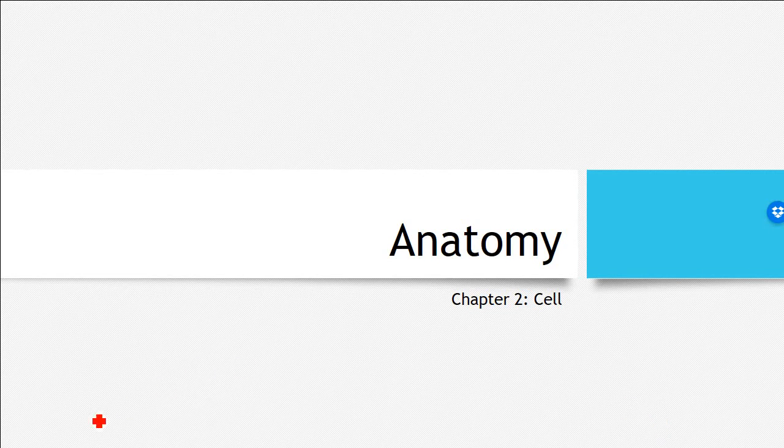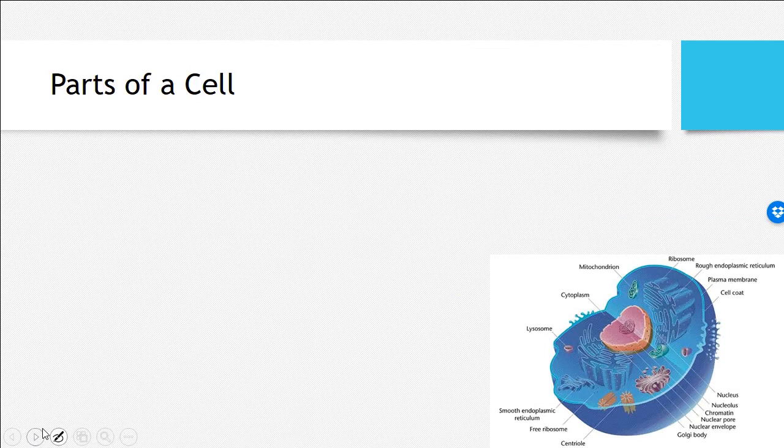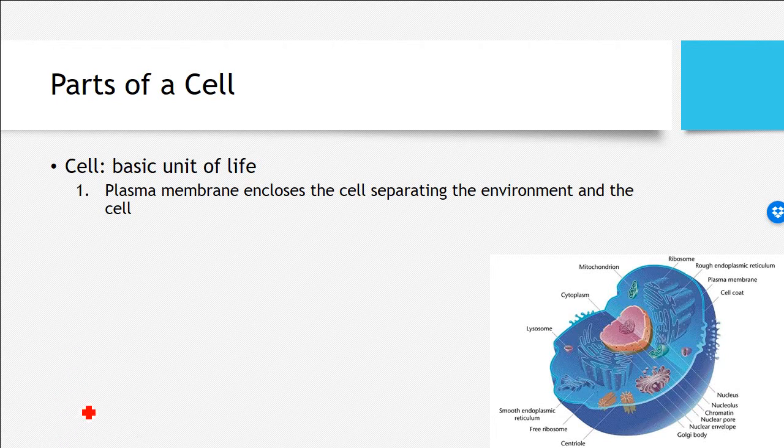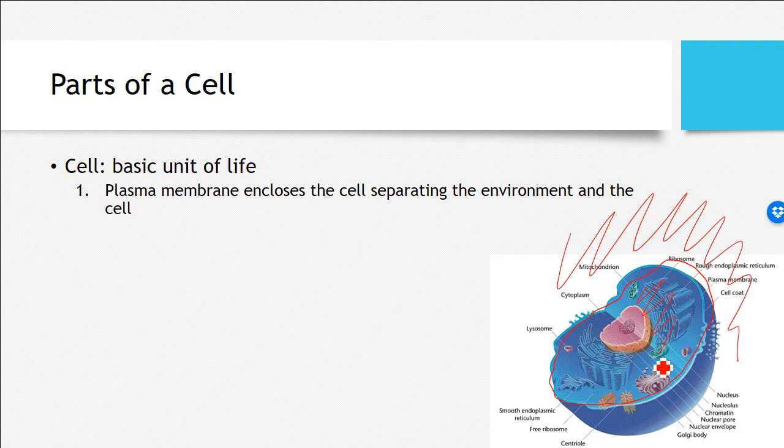In Chapter 2, we'll be talking about the cell. The cell is once again the basic unit of life, meaning that it is the smallest structure that has the different characteristics of what life contains. It has three basic parts to it. It has one, the plasma membrane, which I'm drawing out right here. This plasma membrane will separate the outside environment compared to inside the cell.